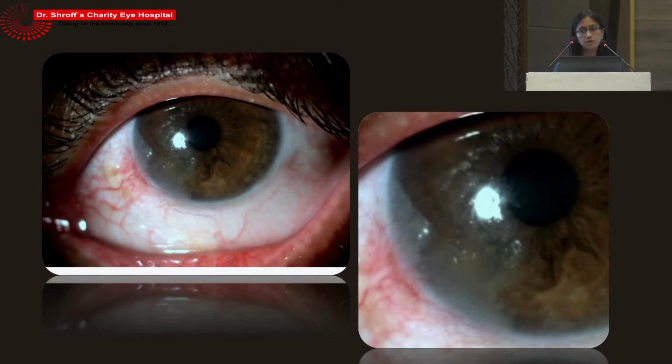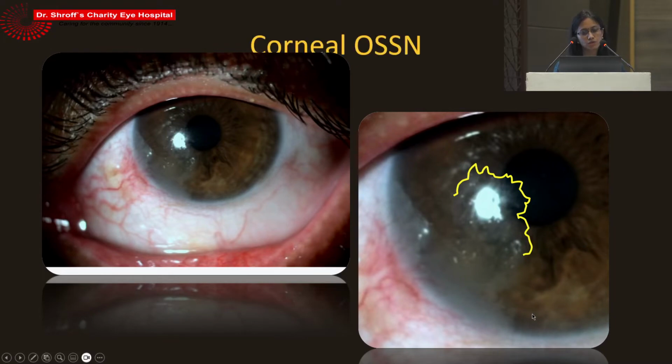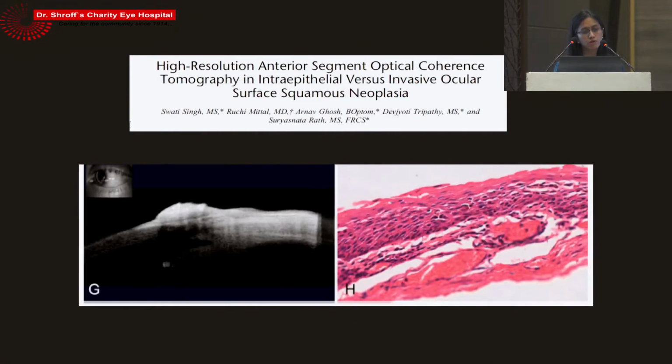So all these are variants of corneal OSSN, corneal epithelial involvement. The typical feature here is the fimbriated edge, with finger-like projections. And if we look carefully under the slit lamp, we will also be able to see the small blood vessels inside the lesions. So for corneal epithelial involvement by OSSN, or any surface OSSN which is still in the epithelium, ASOCT is now the investigation modality of choice, which we do for every patient before starting conservative management.